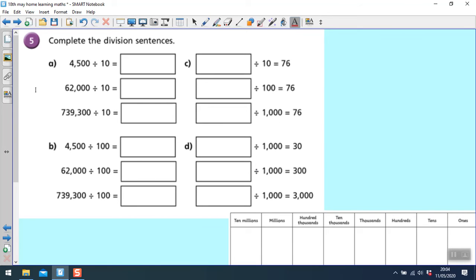Now complete these division sentences. Sometimes you've got the missing number at the beginning, and that means you do the inverse. So a number divided by 10 equals 76. So before you moved it 1 place to the right, what was the number? To get the answer, you can move it 1 place to the left, so you're doing the inverse. So it's 76 multiplied by 10. 76 multiplied by 100. 76 multiplied by 1,000.